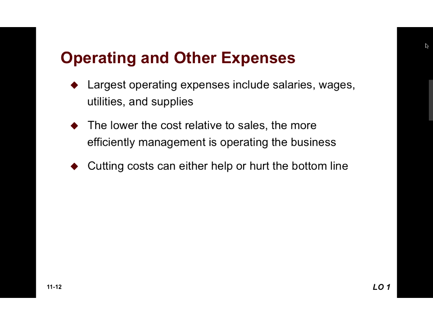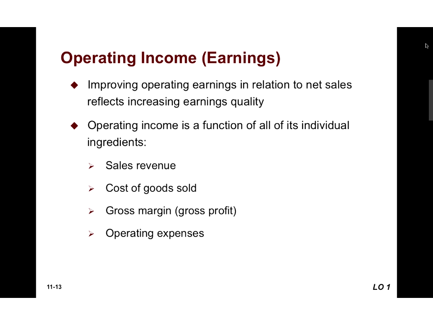Okay, so three components we've done so far: the revenue recognition, the gross profit and cost of goods sold, and the operating and other expenses. The final thing we look at is operating income. We want to see that improving, and you want to improve operating income relative to sales. That says your earnings quality is going up. And these items that we talked about, sales revenue, cost of goods sold, gross margin, operating expenses, are all interrelated. We're going to see that in a minute when we go over Amazon.